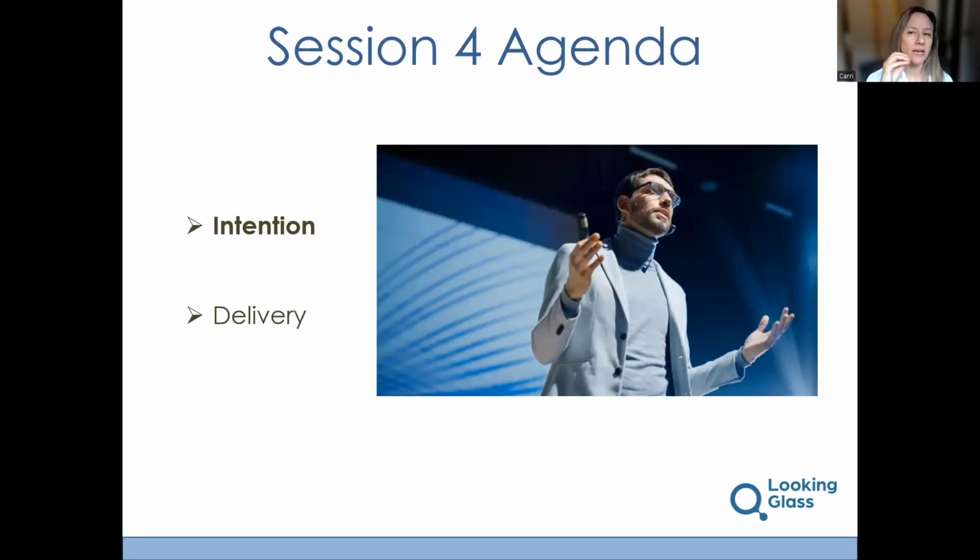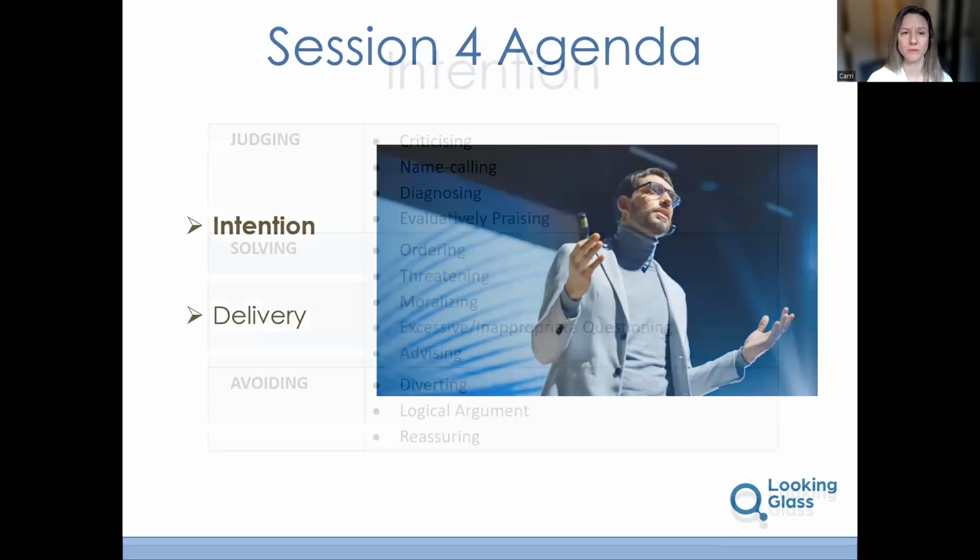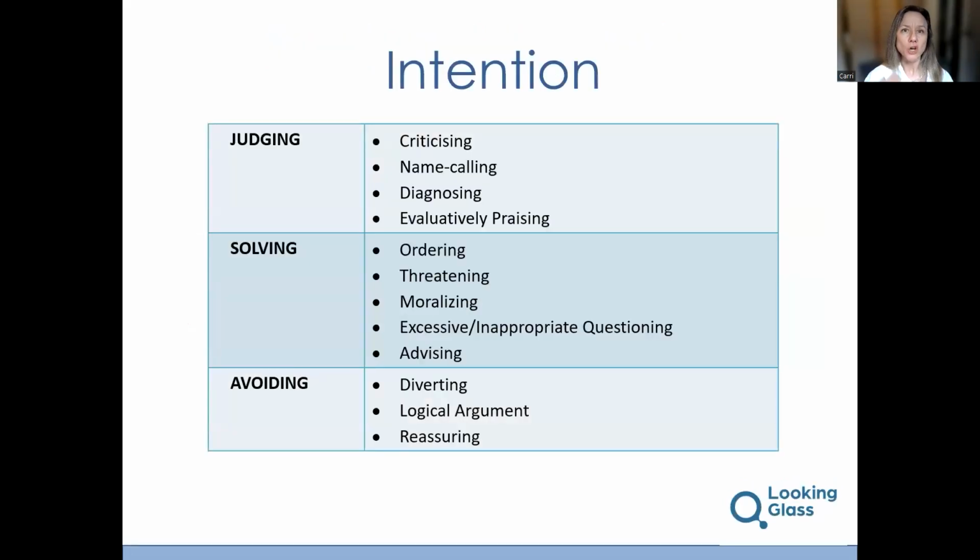So I'm going to talk about intention first. This does not get talked about enough. Our intention impacts. People feel our intention like a dog smells fear. What we don't want people to feel is judged in any way for not knowing enough about the subject already or not asking the right questions. They don't want to feel criticized. They don't want to feel diagnosed. They don't even want to feel evaluatively praised, which is where there's a sense of condescension about, oh yes, well done, well picked up. They don't want that kind of praise.